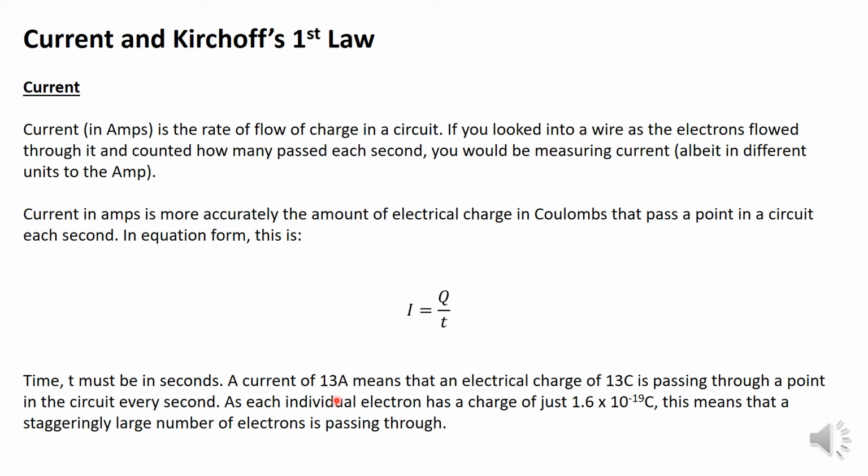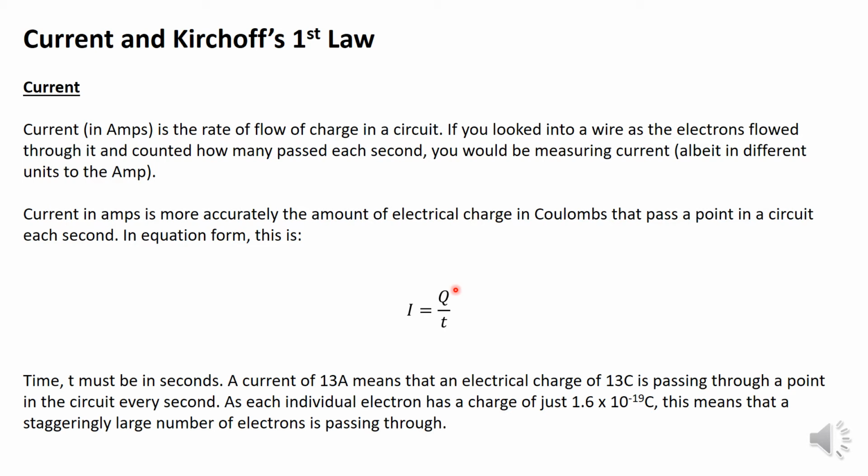So if you have a current of 13 amps here, that means that there are 13 coulombs of charge passing a point every second, and each individual electron carries a charge of just 1.6 times 10 to the minus 19 coulombs. So that means that you would have an enormous number of electrons passing through every second. It would be 13 divided by 1.6 times 10 to the minus 19, which I'm just doing on my calculator now, is 8.125 times 10 to the 19 electrons.